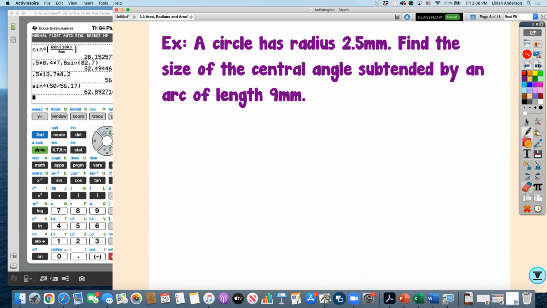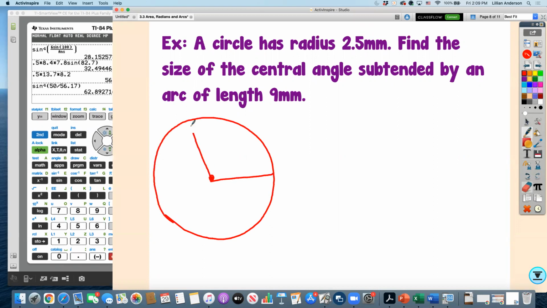A circle has a radius of 2.5 millimeters. Find the size of the central angle subtended by an arc of length 9 meters. Even though there's no picture here, for those who need the visual, you are looking for the size of the central angle. So you're looking for that angle there. You know it has a radius of 2.5 millimeters, and you know that the length of the arc is 9.